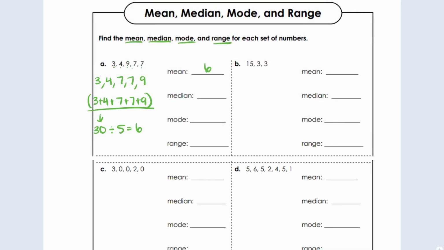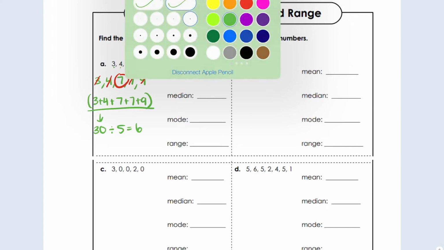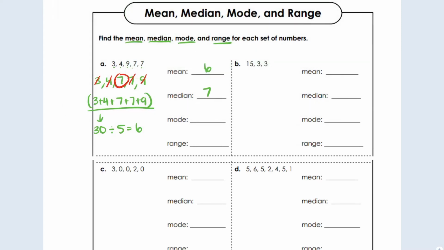The median, we're just crossing out from left and right. So my median is going to be 7. My mode, let's take a look. Well, it looks like it's going to be 7 because I have 2 7s and 1 of everything else. And then lastly, my range, take the largest value minus the smallest value, and that is our range. And there we go. Woohoo!